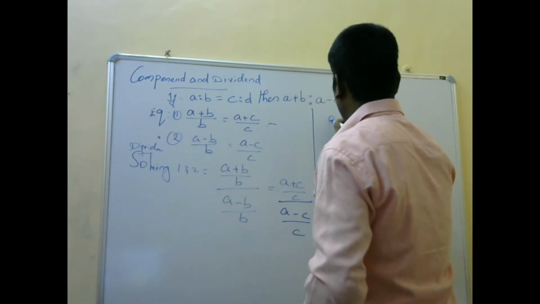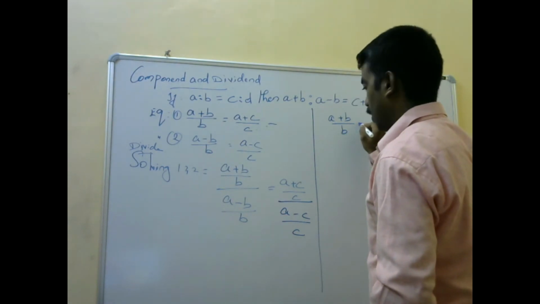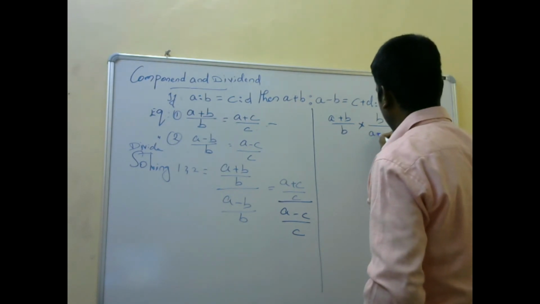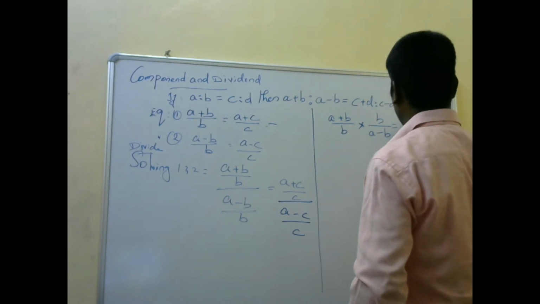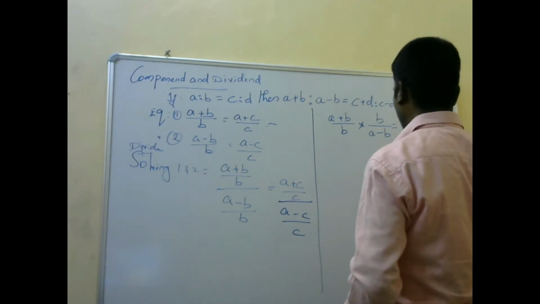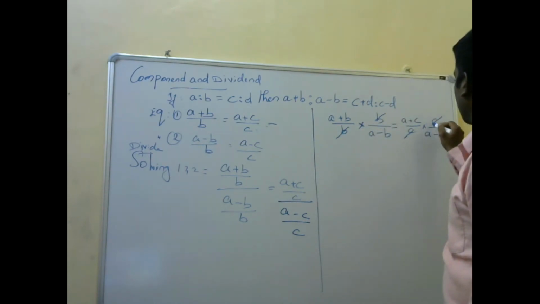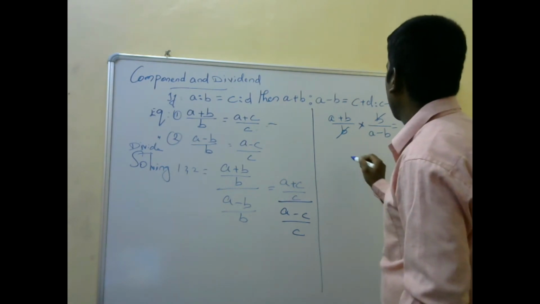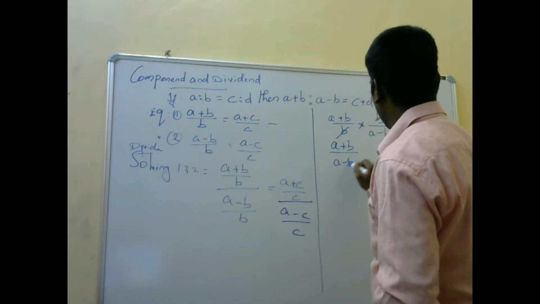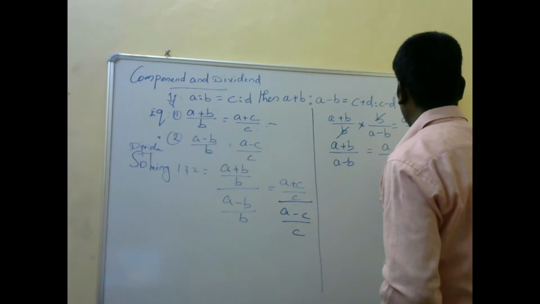When I do this, (A plus B) divided by B into B divided by (A minus B) is equal to (A plus C) divided by C into C divided by (A minus C). B gets cancelled, C gets cancelled. What will you get? (A plus B) divided by (A minus B). On this side you will get (A plus C) divided by (A minus C).